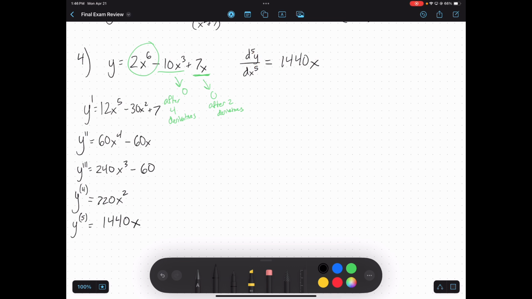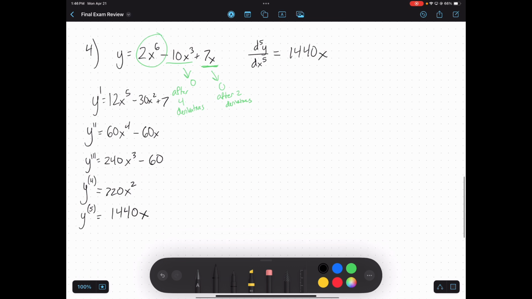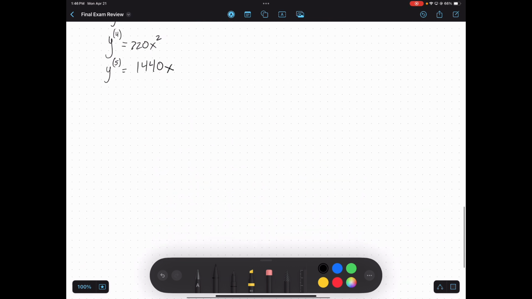Cool. Any questions about this one? You're just taking the derivative over and over again. Too bad. Okay. Okie doke. Number 5.